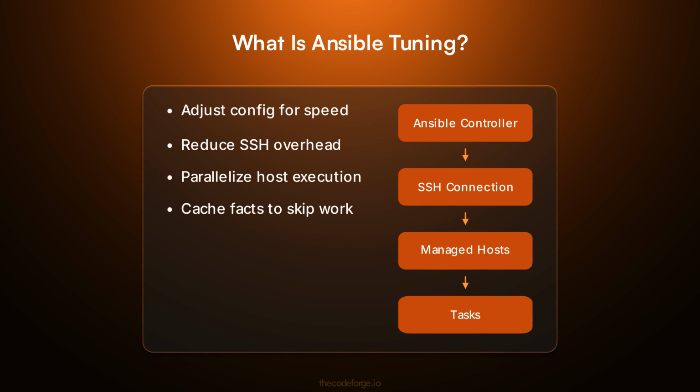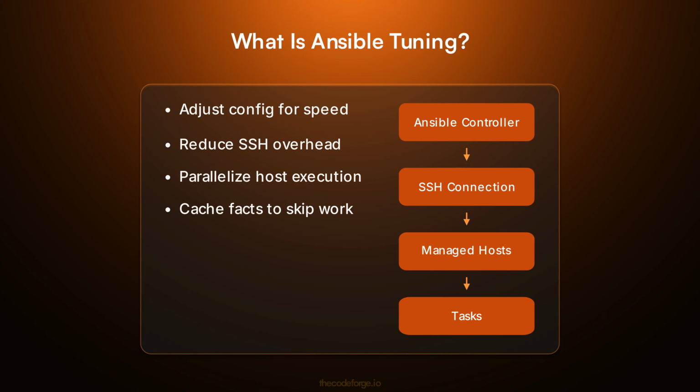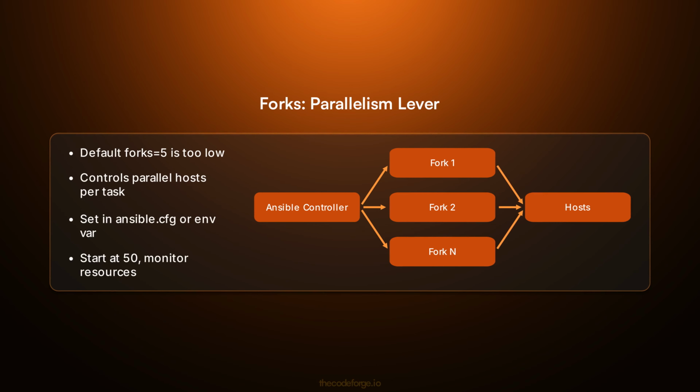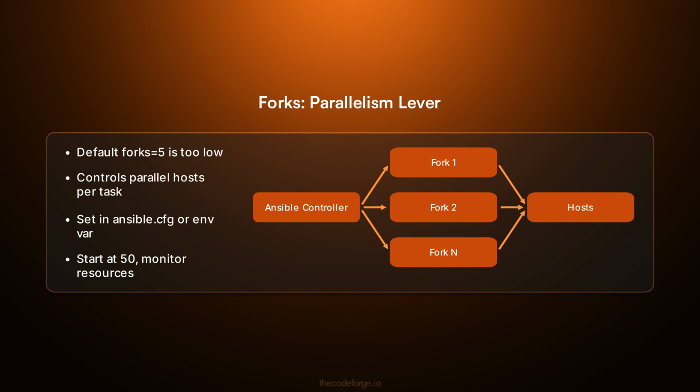Ansible Performance Tuning means tweaking settings like forks, pipelining, and caching to minimize execution time and resource usage. Without tuning, Ansible runs serially with small concurrency. With tuning, it becomes a high-throughput automation engine. The forks setting controls how many hosts run a task simultaneously. Default is 5, which is absurdly low for production. Increasing forks is the single most impactful change.